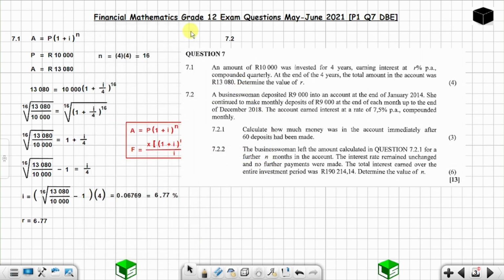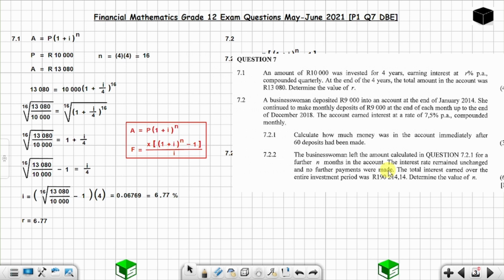Let me close this. The businesswoman left the amount calculated in 7.2.1 for further n months in the account. The interest rate remained unchanged. It remained like this, okay, and no further payments were made. The total interest earned over the entire investment period was this. Determine the value of n.